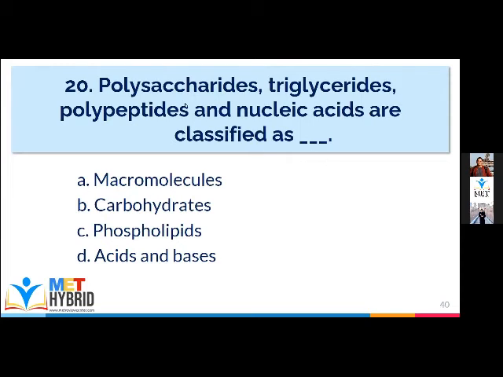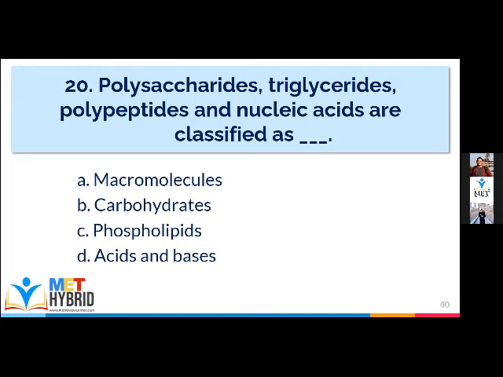Macromolecules. Yes, A po yung answer. So these are just the other terms for your macromolecules. Now, for instance, when you say polysaccharide, this is a type of carbohydrate. Your triglycerides, these are actually your lipids, the fats. Your polypeptide chain is actually your proteins.